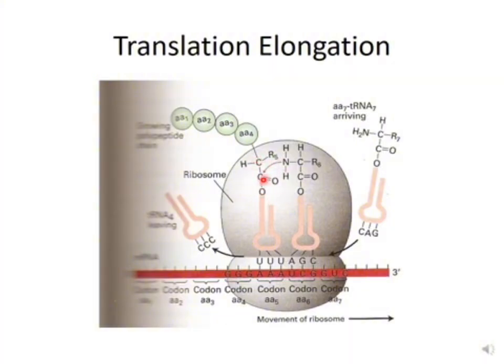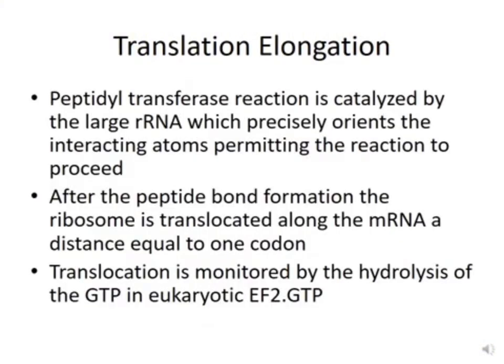So this bond is replaced with a peptide bond between the two, and the growing amino acid chain is going to switch to the tRNA on the A site. The peptidyl transferase reaction is catalyzed by the large ribosomal RNA, which precisely orients the interacting atoms, permitting the reaction to proceed, which is the transfer of the growing polypeptide chain to the incoming amino acid.